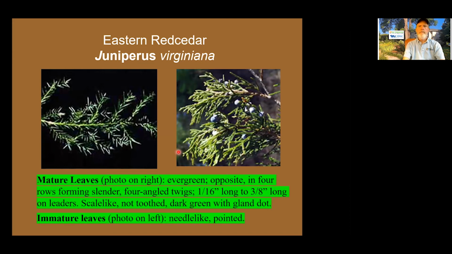So there's 2. The mature leaves are 4 narrow rows. They're slender. Whereas the photo on the left is the needle-like, pointed. It took me a while to discover or realize that they're both the same tree. It's just a different one, immature versus mature. Sometimes I'll see the little seedlings of the immature and I'll go, that's not a cedar.